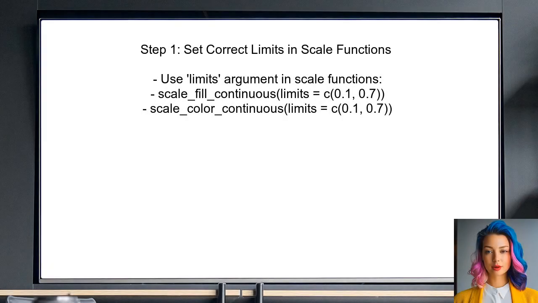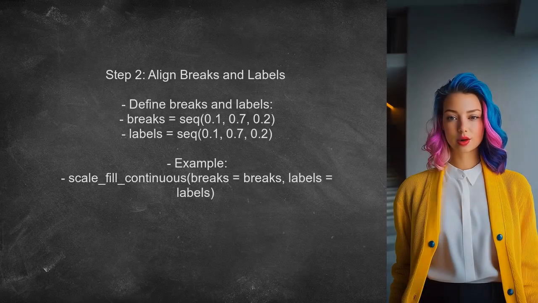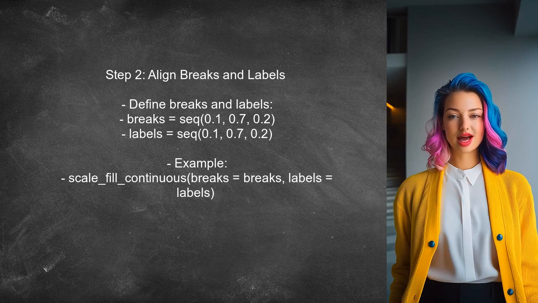To address the issue of the truncated legend color bar, the user should first ensure that the limits are correctly set in the scale functions. This is crucial for the color bar to reflect the full range of colors. Next, the user should check the breaks and labels. These should align with the limits to ensure that the color bar displays the correct values.